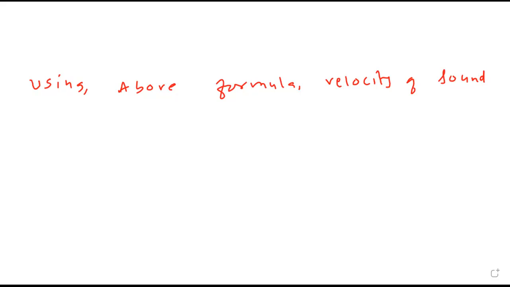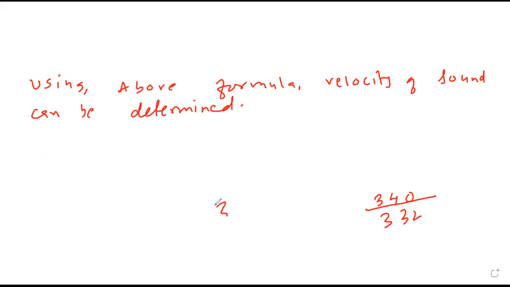Using above formula, velocity of sound can be determined. What is velocity of sound in air? Do you know? Approximately at room temperature, 340. And at 0 degree, we take 332. Correct? This is at room temperature. So suppose answer is coming 320, for example, by this method, V equal to 4 NL. That means there is some error.